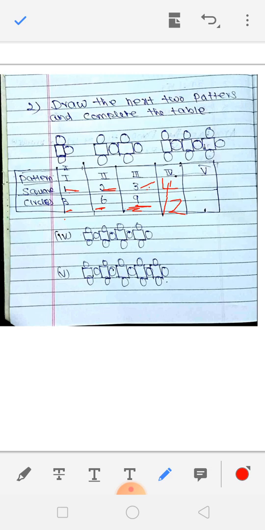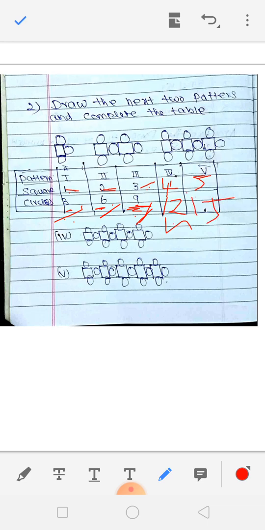So the first diagram has 1 square, the second has 2, the third has 3 squares, and the fourth diagram has 4 squares. Circles also: the first diagram has 3 circles, the second has 6, the third has 9, and the fourth should be 12. But the fifth one should have 5 squares, and how many circles? 3, 6, 9, 12, and then 12 plus 3 will be 15.